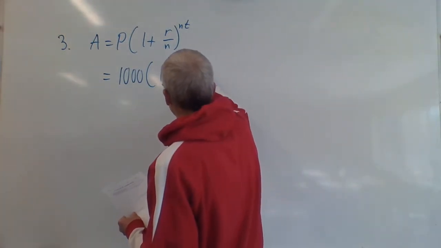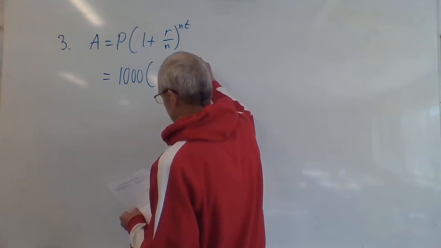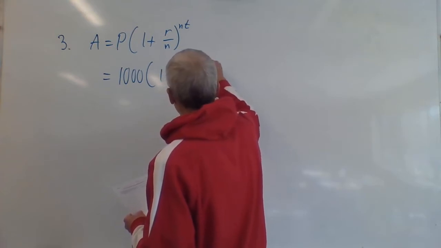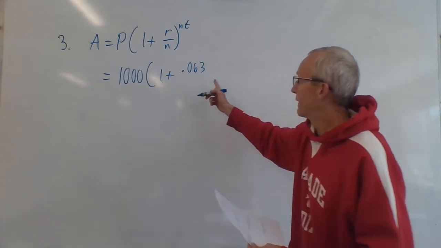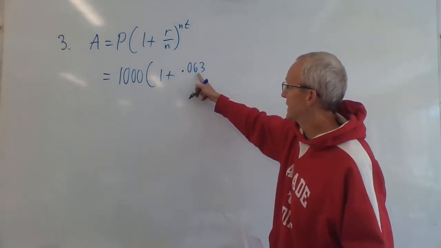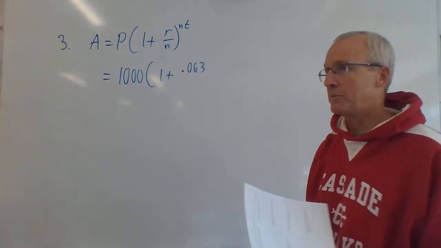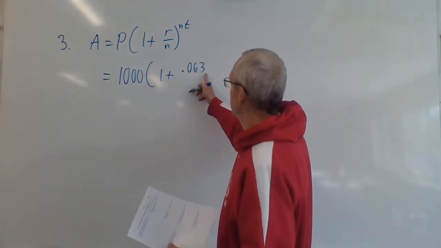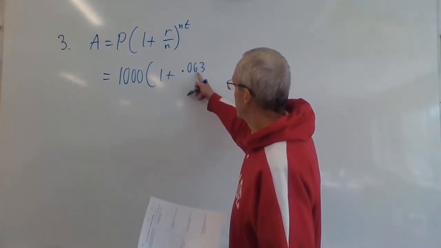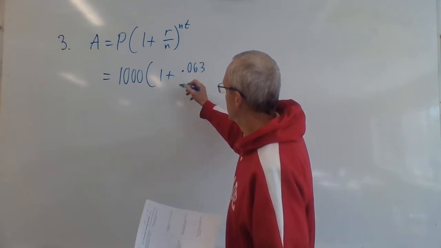So 6.3% is 0.063. Be really careful of that, right? 2 decimal places: 6.3% is 0.063. I have a lot of people put 0.63, but 0.63 is 63%. So be really careful changing to a decimal. Move it over 2 decimal places.